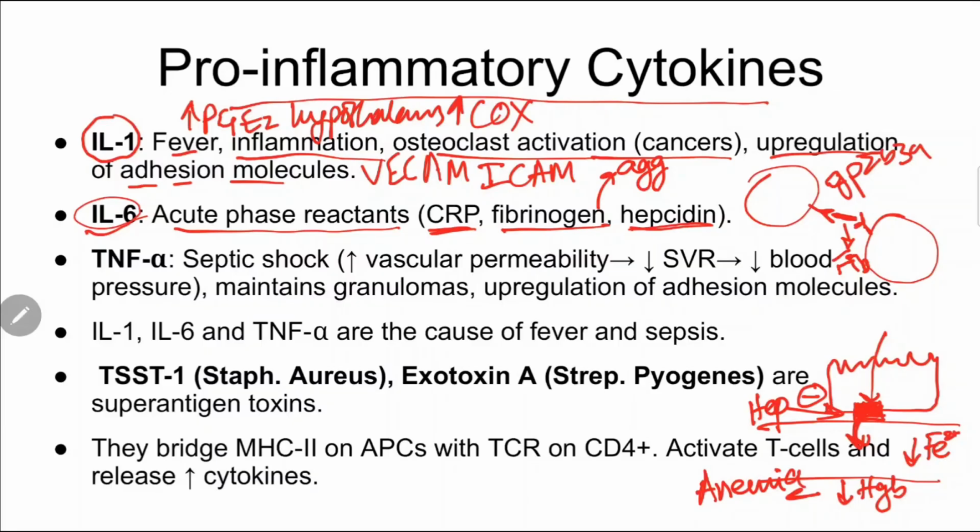And this is the reason why in prolonged inflammatory conditions or in autoimmune disease conditions such as SLE or rheumatoid arthritis, where you are in a state of constant inflammation, you have increased production of these acute phase reactants, especially hepcidin. And because you have increased hepcidin, you have decreased iron in the blood. And that leads to anemia of chronic disease, okay? And that is really high yield.